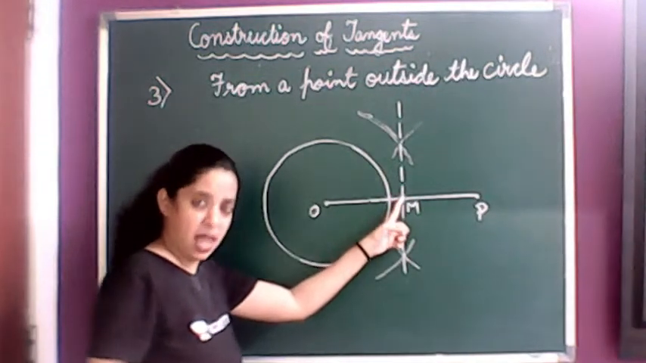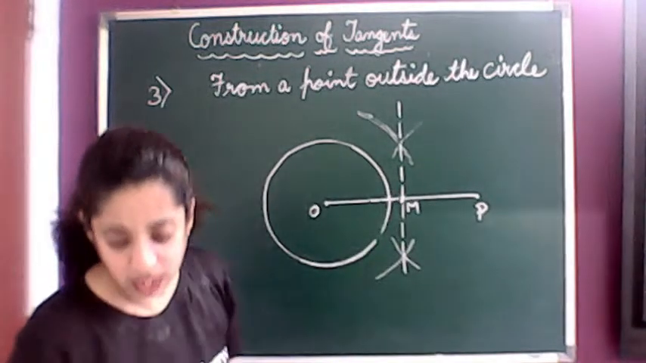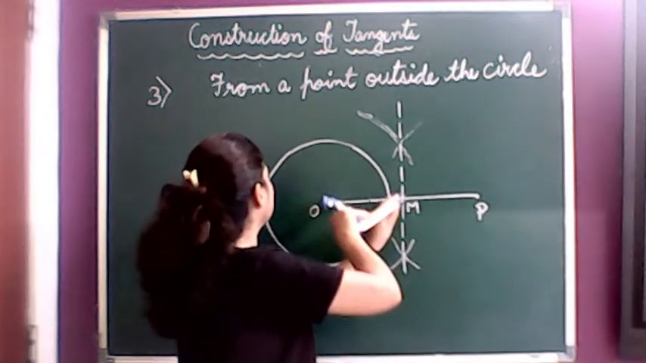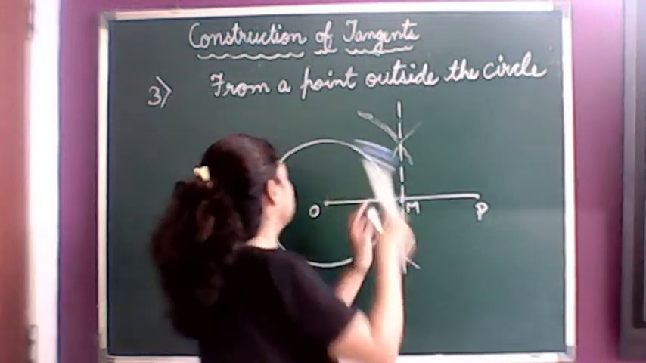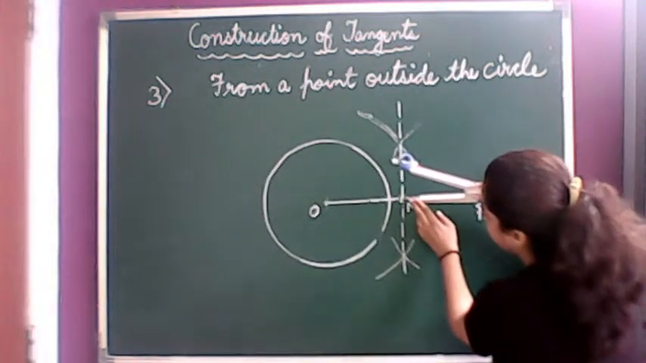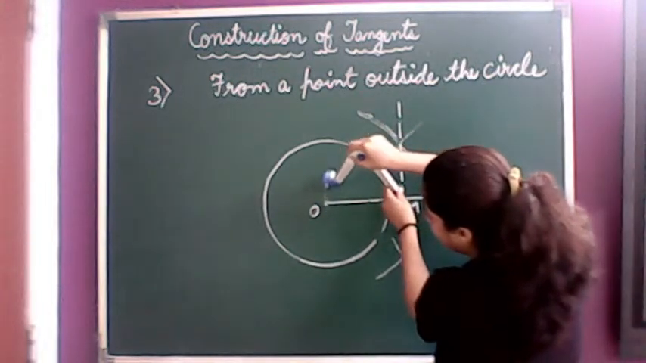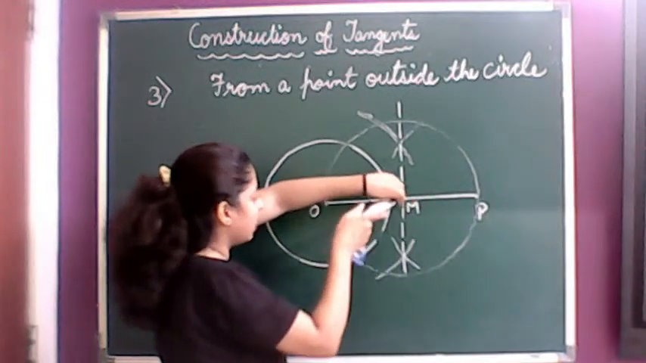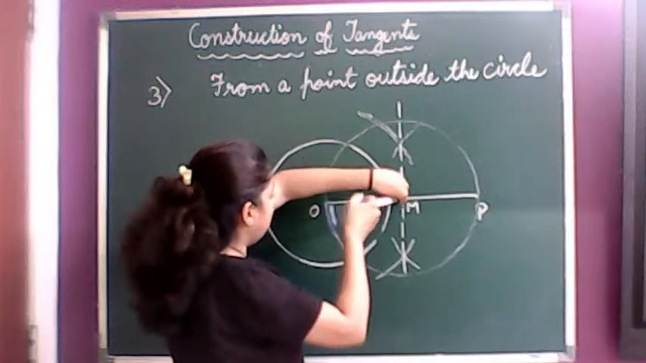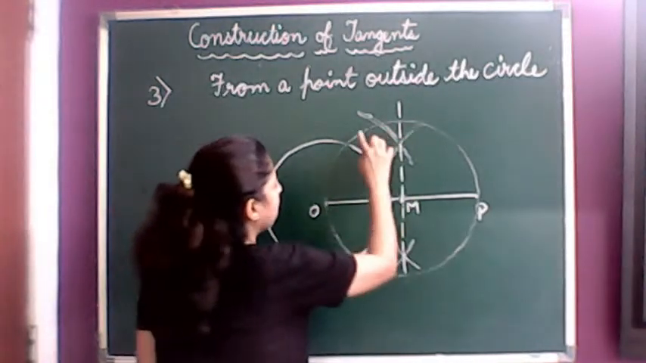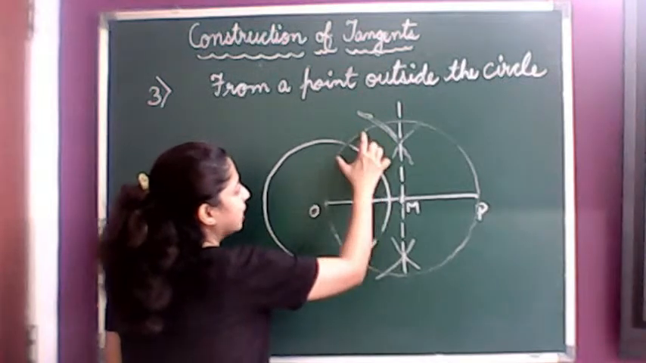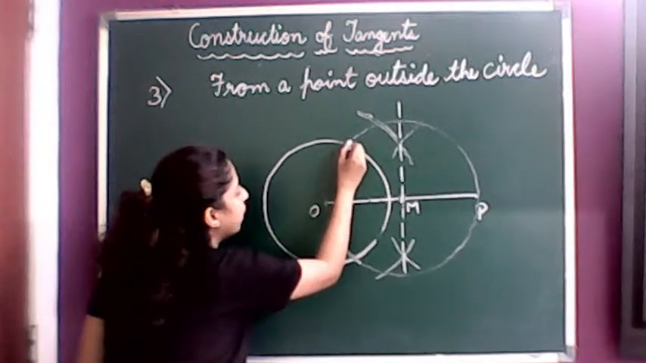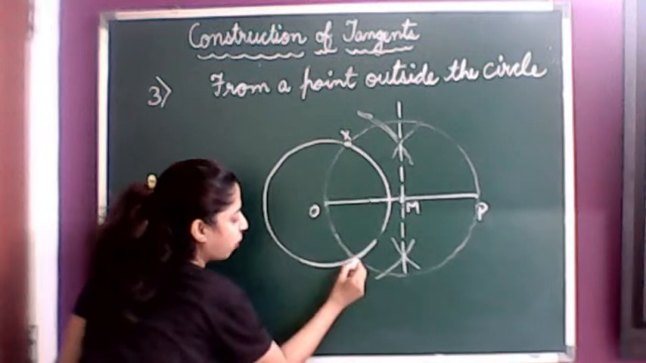Now taking this M as the center and MO or MP as the radius, you draw a circle. Just hold on. Taking M as the center and extending till here, you draw a circle. If you don't want to draw the complete circle, that's also okay, but at least draw this half circle such that you get these points of intersection. Now you have got these 2 points. This is point X and this is point Y.